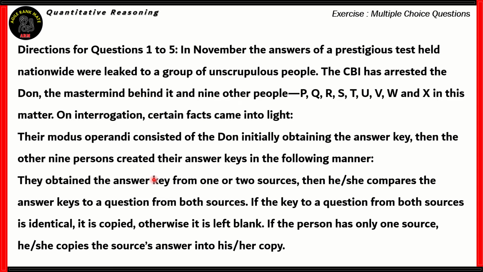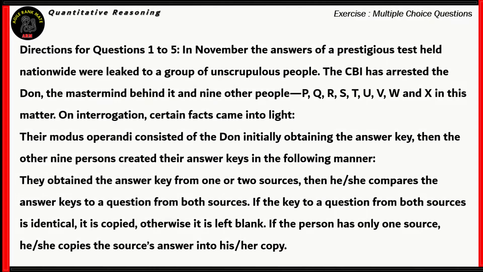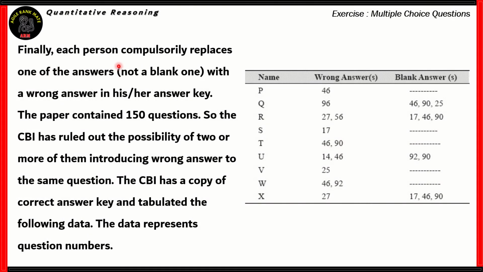They obtained the answer key from 1 or 2 sources. Then he or she compares the answers to a question from both sources. If the key to a question from both sources is identical, it is copied, otherwise it's left blank. If the person has only one source, he or she copies the source's answer into his or her copy. Finally, each person compulsorily replaces one of the answers, not a blank one, with the wrong answer in his or her answer key. The paper contained 150 questions, so the CBI has ruled out the possibility of 2 or more of them introducing a wrong answer to the same question.